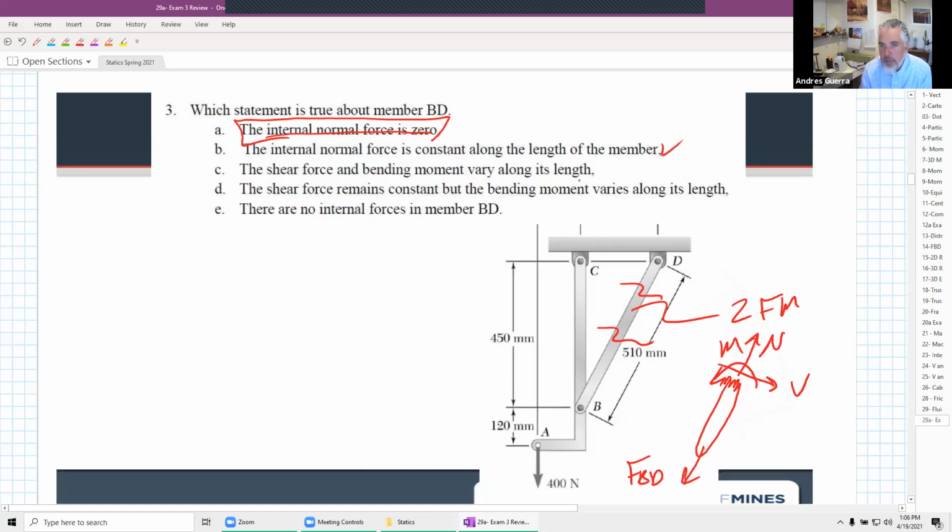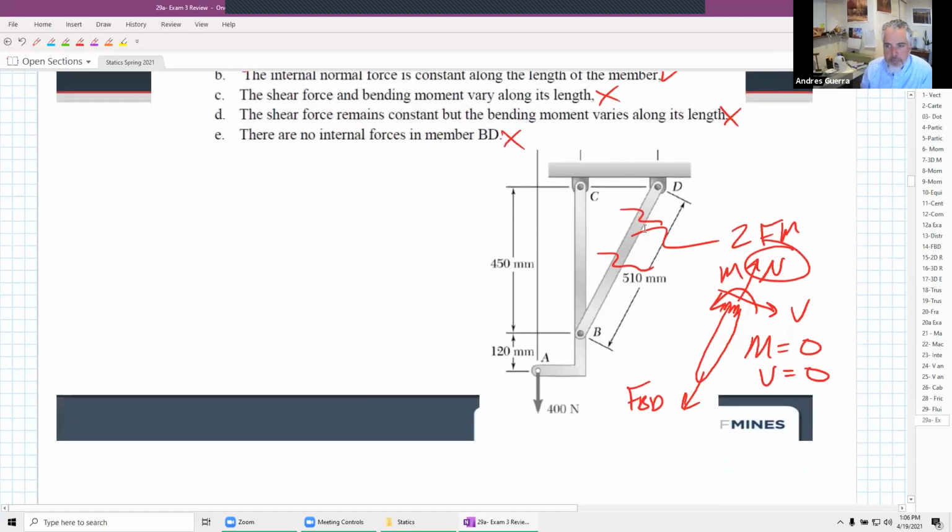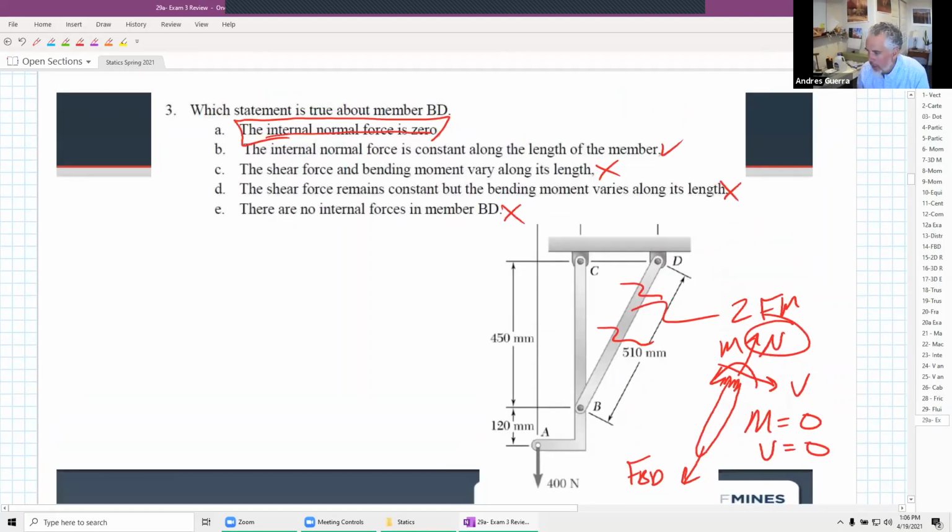The shear force and bending moment vary. Well, what is the moment and the shear? When we have a straight two force member, they're equal to 0, so that one is not true. The shear force remains constant but the bending moment does not, so that's not true. There are no internal forces? Well, there are internal forces. The only one is the normal force, just like a truss member. When we did trusses, we only had the normal force in there. Any questions about that one?